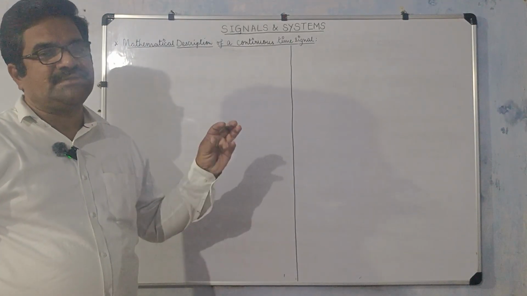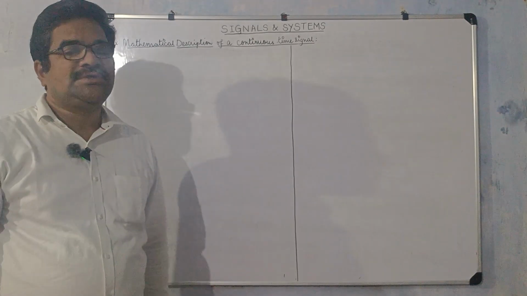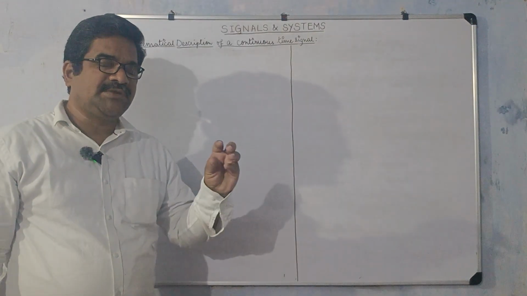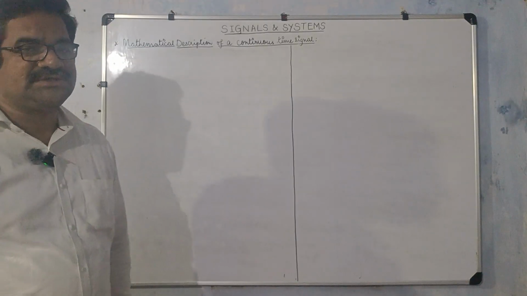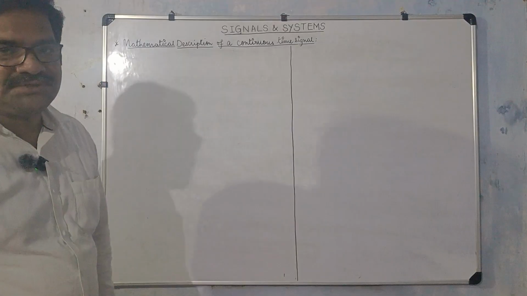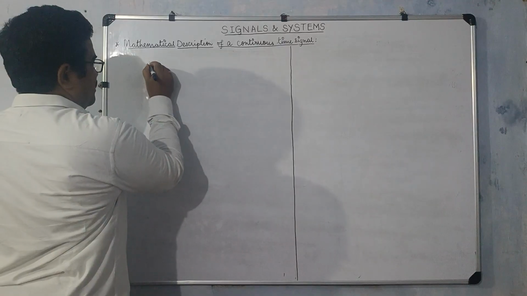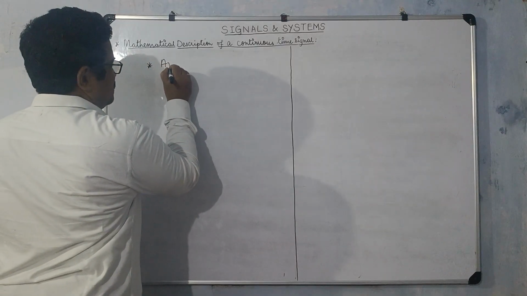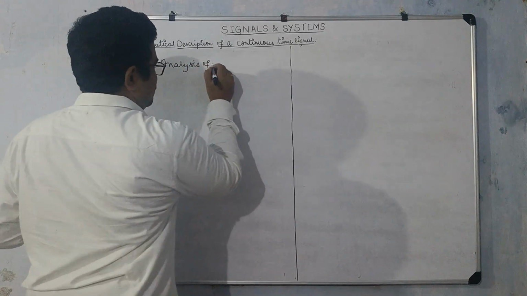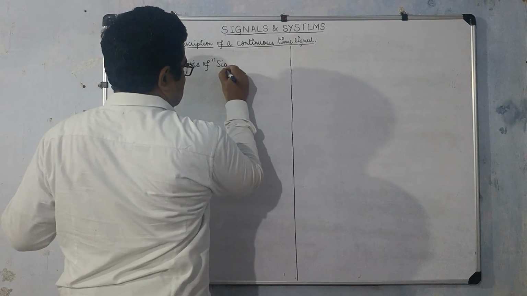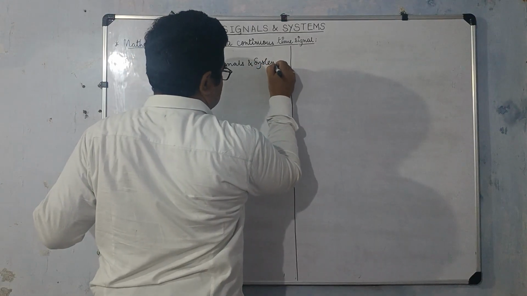Let us say I have some system and I want to find what is the response of the system for a particular input. Once you have the mathematical description of the input, we can determine the output, or the response of the system. So the mathematical description of a continuous time signal is useful when performing analysis of signals and systems.